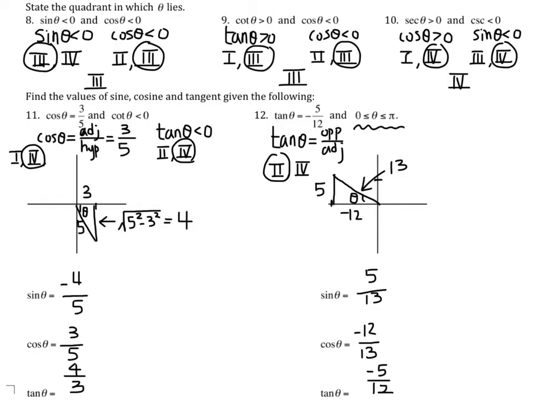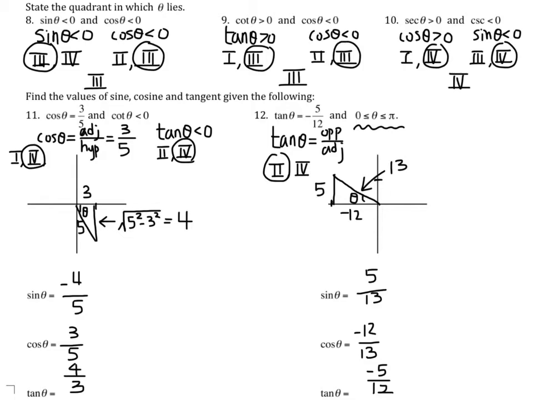Cosine theta less than 0. When will your cosine theta be less than 0? That's going to be in the second and the third quadrant. So which quadrant would satisfy both? It looks like the third quadrant. That's why I circled both of them, third quadrant. So the final answer for number 8 is the third quadrant.